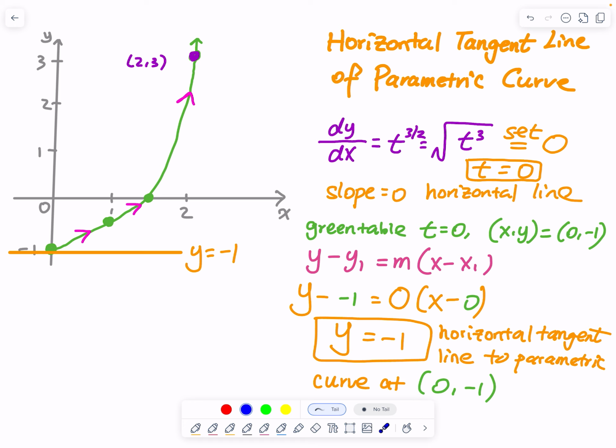Okay, so that is the end of this video, and in the next one, back in differential calculus, we introduce concavity, right? Concave up, concave down. Let's also introduce that on parametric equations. Okay, I will see you in that video.